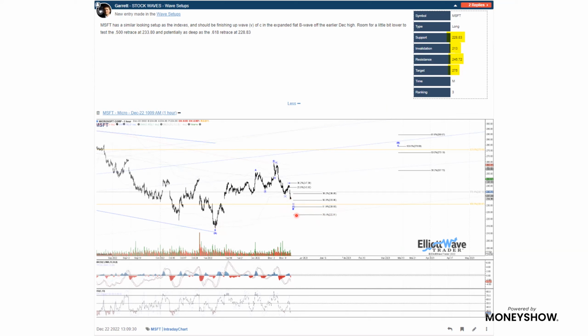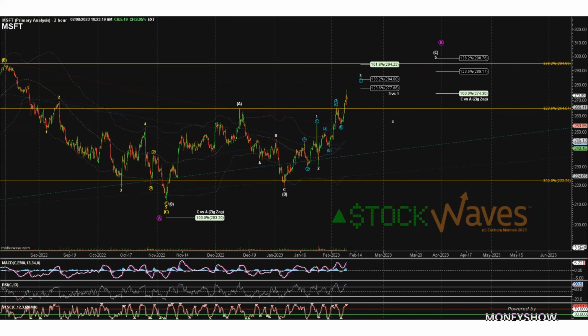But we know that as things fall under the 618 retrace and then under the 764 retrace, while they might be technically still valid according to Elliott wave rules, their probability of success is sometimes significantly reduced. So that's why, as a tradable setup, the desirableness of the trade goes down, even though technically it might still be valid.